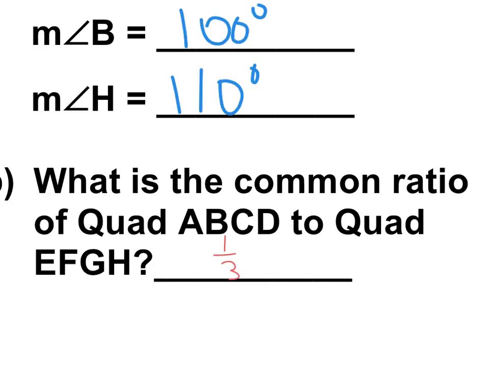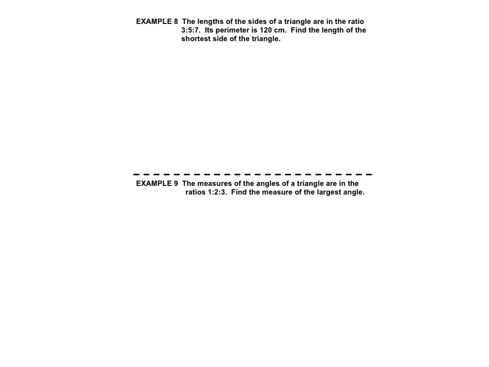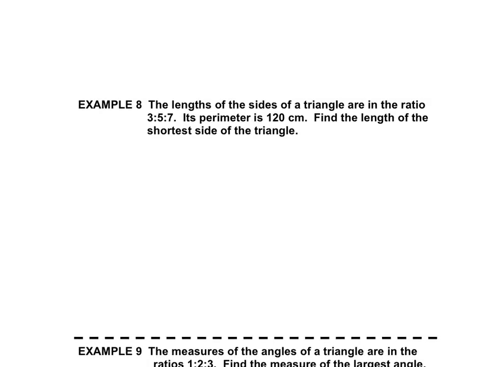I know this has been long and arduous, but these two problems are pretty easy, but people get confused on them a lot. It says the lengths of the sides of a triangle are in the ratio 3 to 5 to 7. Its perimeter is 120. Find the length of the shortest side of the triangle.